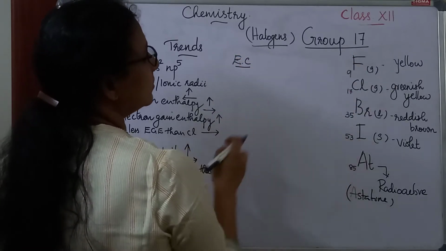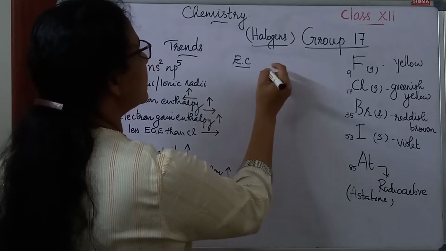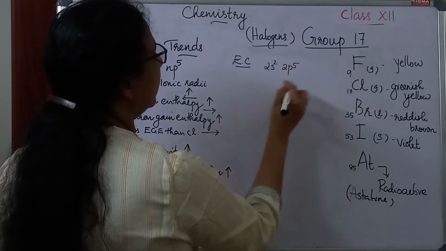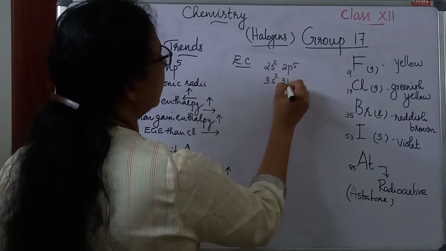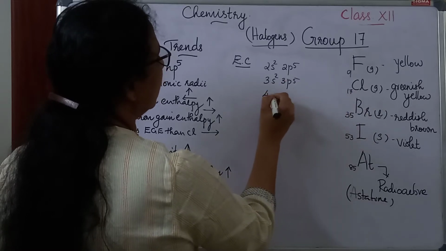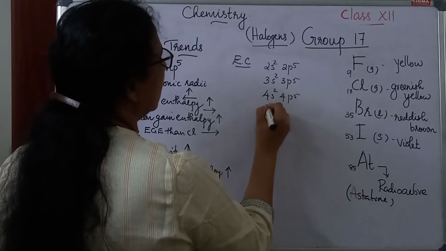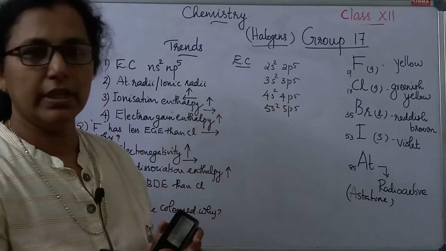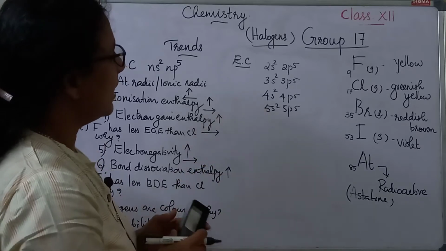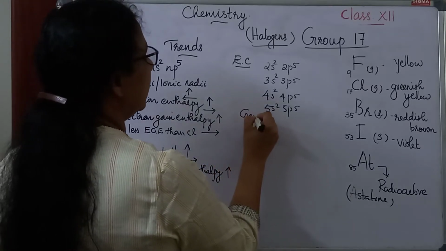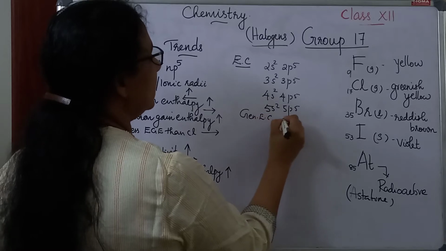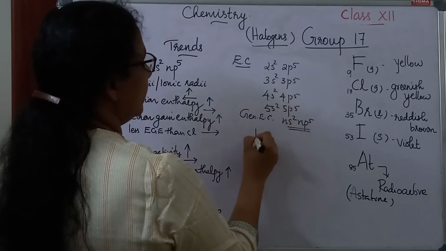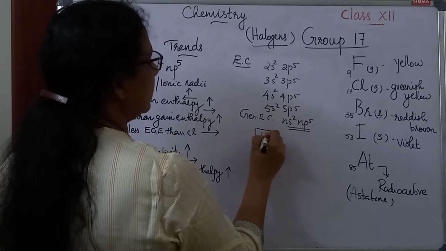When we are writing the electronic configuration of these elements, we will see the outer shell configuration will be 2s2 2p5 for fluorine, then 3s2 3p5 for chlorine, then 4s2 4p5, 5s2 5p5, like that. So we can write the general electronic configuration of group 17 as ns2 np5.